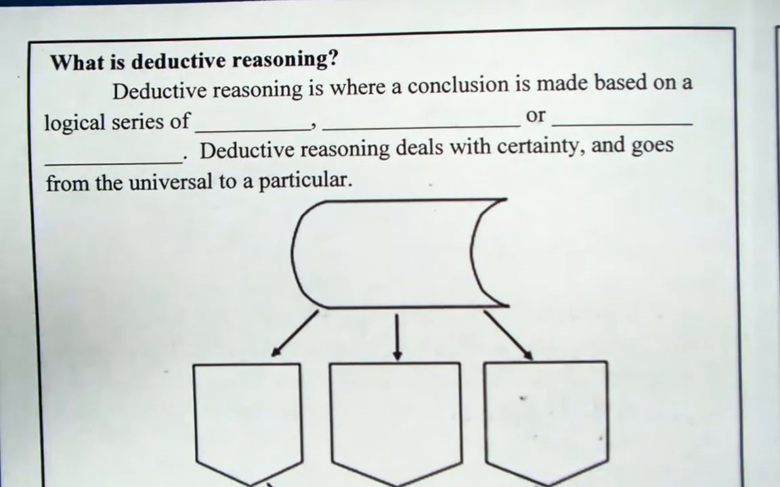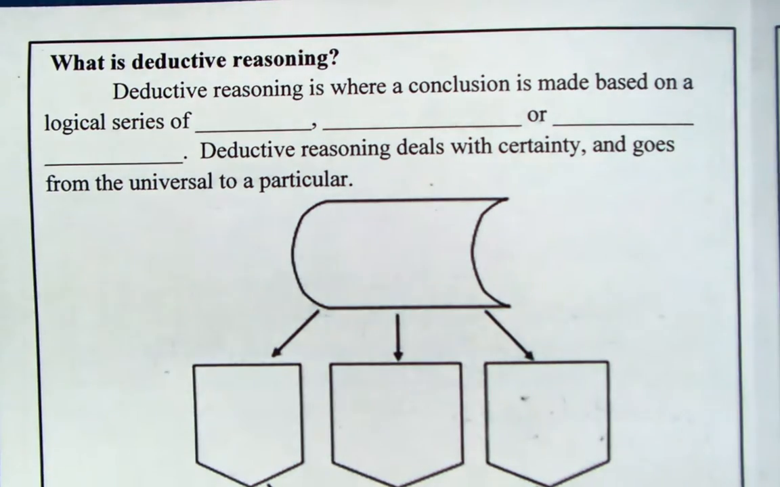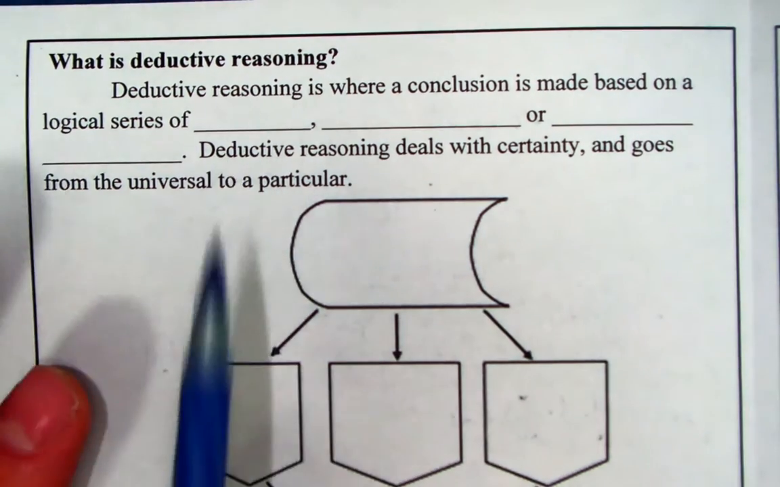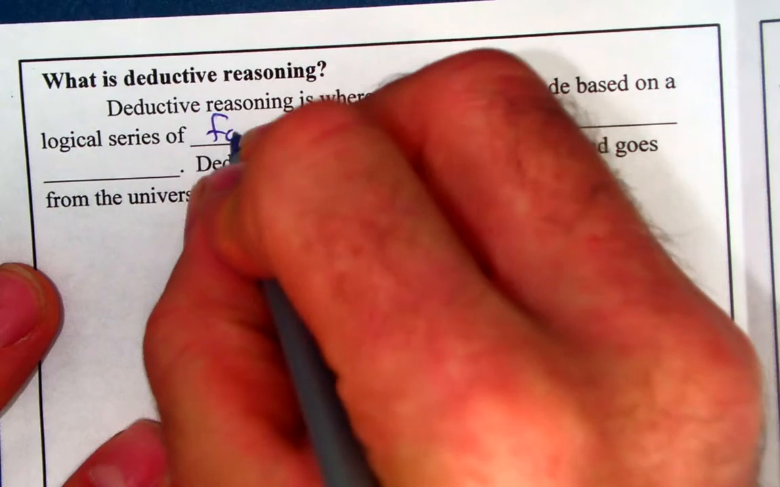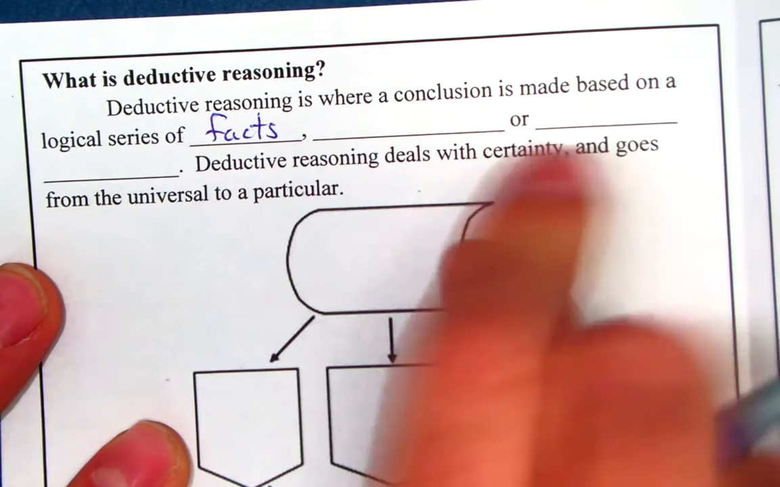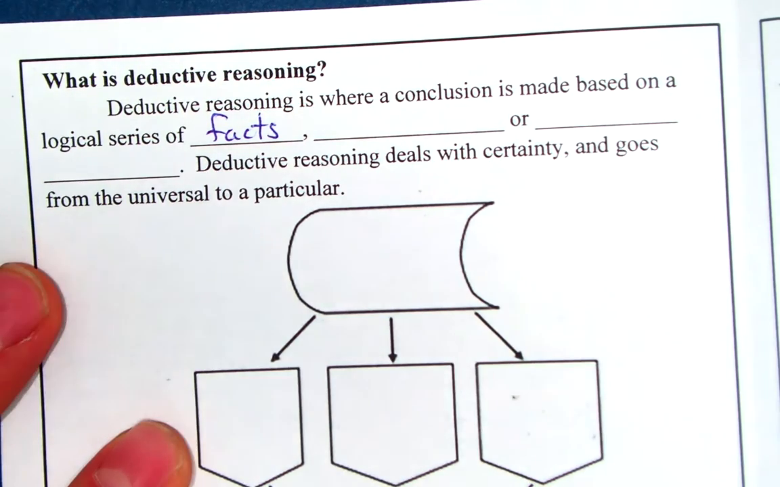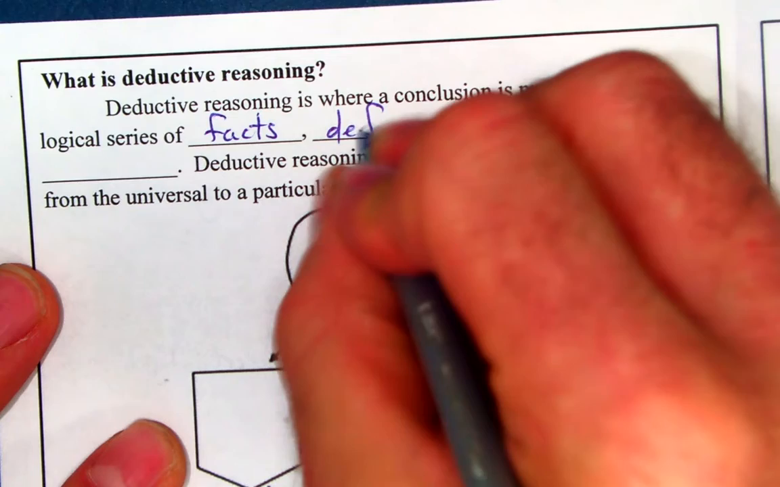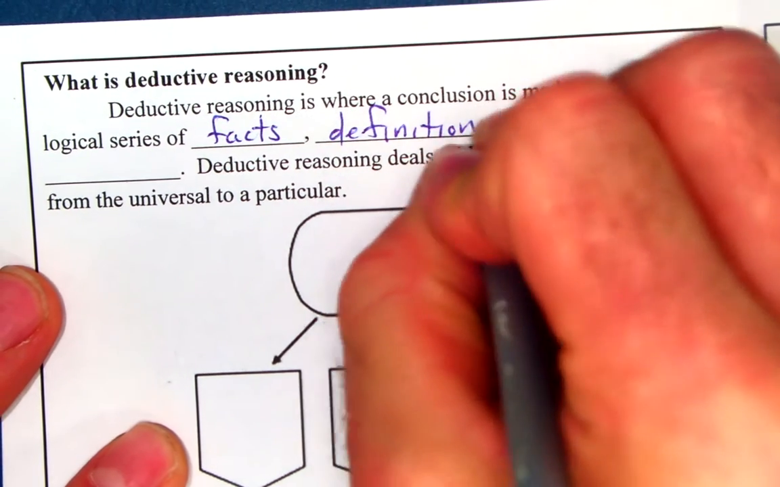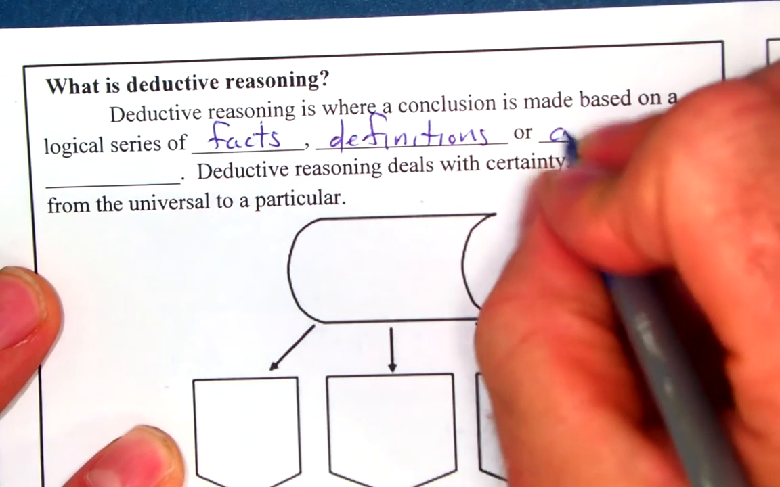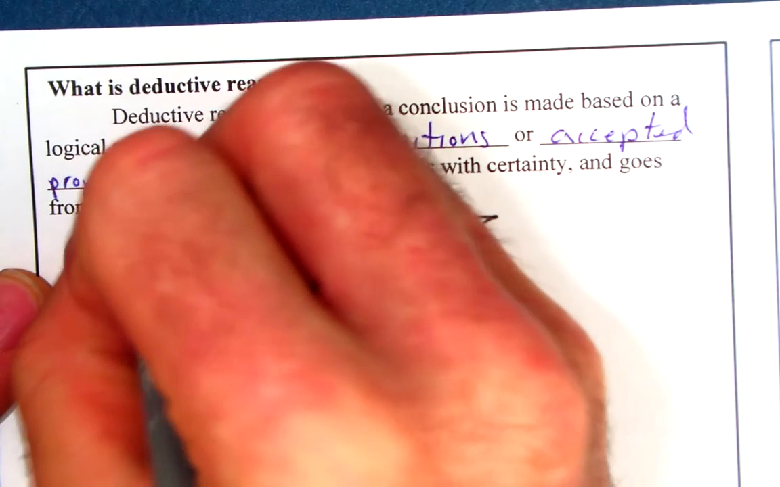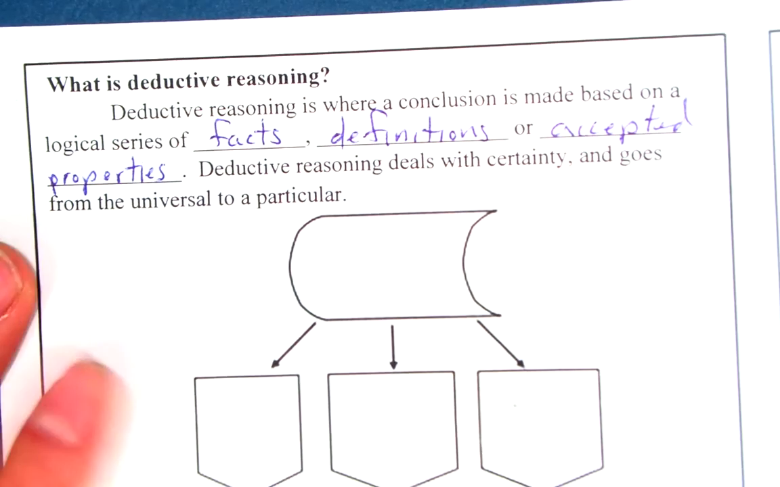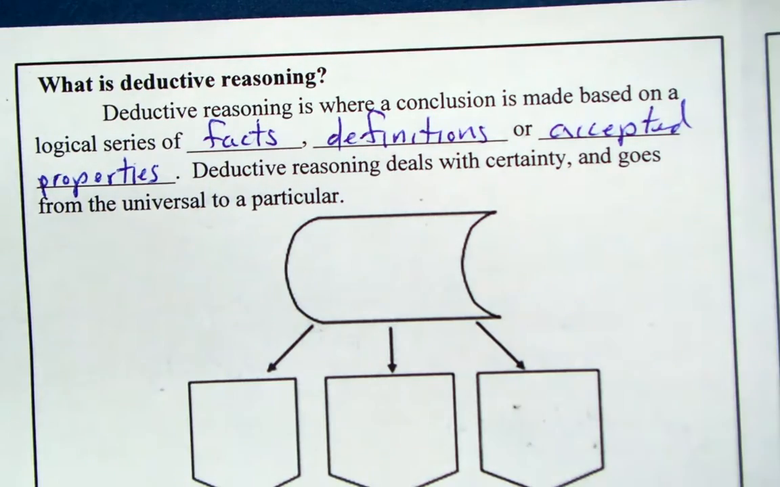Okay, a second type of reasoning. And again, we're often going to be using both types. One is patterns, and one where we reach a conclusion that's made by a logical series of facts. Like, we know this is true. And we know this is true. Therefore, our conclusion must be true. Okay, so we're going to use facts. We're going to use definitions. We're going to use accepted properties. Basically, anything in our little toolbox of prior knowledge of things we know to be true.